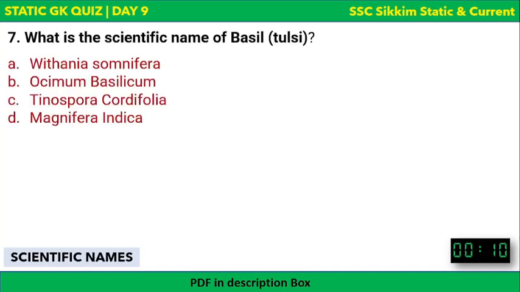Next, what is the scientific name of Basil, which is also known as tulsi? The options are there, and your time begins now. Basil. It's an easy to guess question. You can just guess it from the options.